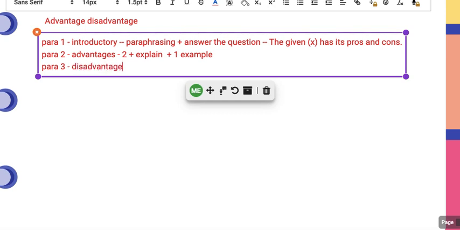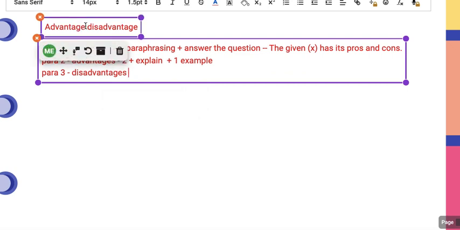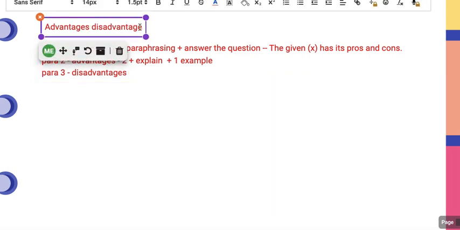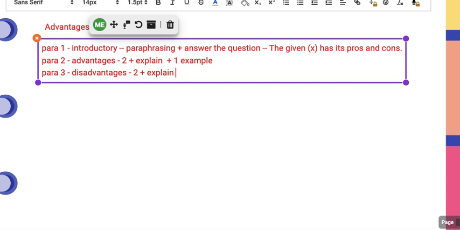Now, why I'm asking you to write at least two advantages is because the question will always ask you to discuss the advantages and disadvantages. It will never say advantage and disadvantage in the singular. Since it is asking for the plural, you have to talk about at least two advantages and two disadvantages. If you mention only one, that may not fully answer the question given to you. You're going to follow a similar structure to para 2: explain both disadvantages and give an example for one of them.